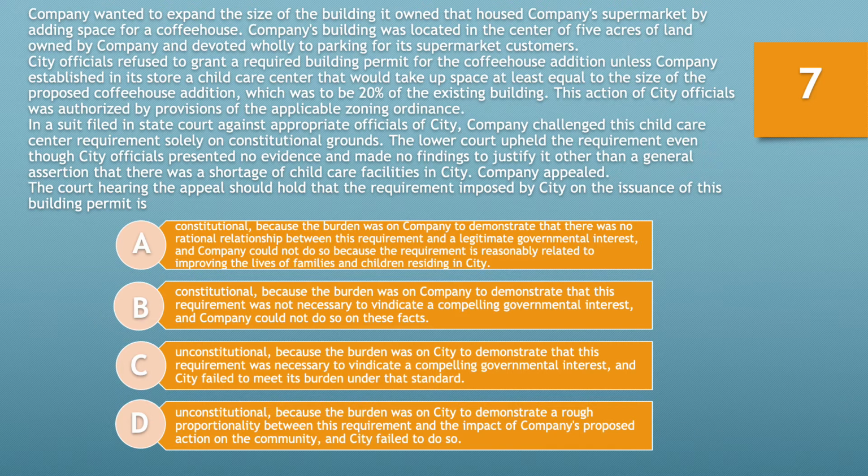Option C, unconstitutional because the burden was on city to demonstrate that this requirement was necessary to vindicate a compelling governmental interest, and city failed to meet its burden under that standard. Or option D, unconstitutional because the burden was on city to demonstrate a rough proportionality between this requirement and the impact of company's proposed action on the community, and city failed to do so. Take a few seconds and choose what you think is the best answer now.